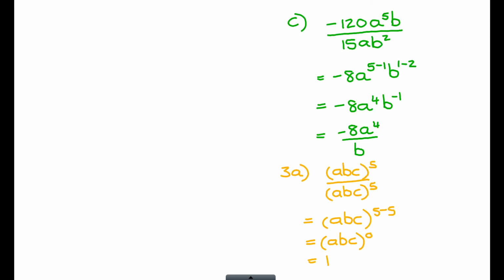Right, there's C. Minus 120 over 15 gave me minus 8. And then A to the power of 5 minus 1, because we're dividing. And then B to the power of 1 minus 2. Please remember that we take top exponent minus bottom exponent. Now, you will see that here I get B to the power of minus 1. Now, you could have left it like that. That's fine if you stop there. I'm just showing you, and we're actually going to do that now.